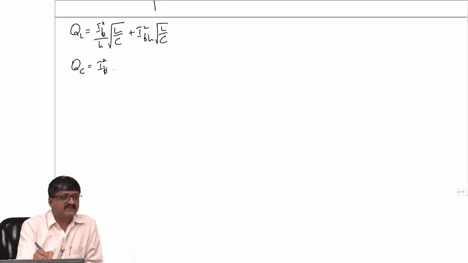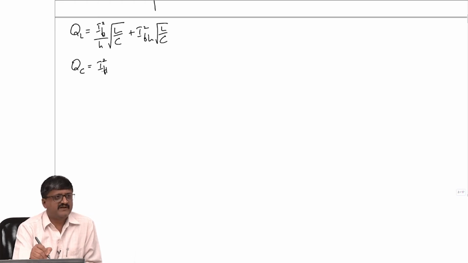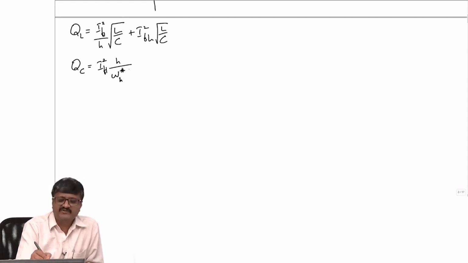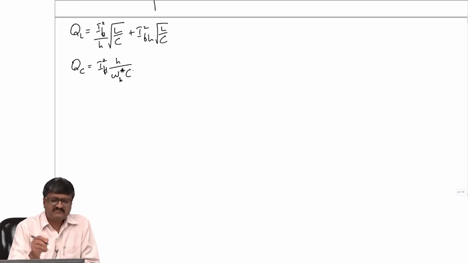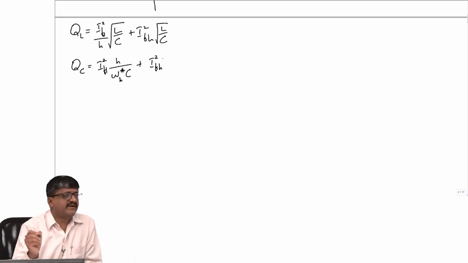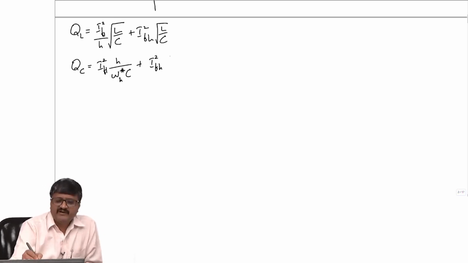Now, we do not have a notation for the fundamental angular frequency, but we have a notation for the harmonic, omega h star. So omega h star by h is the fundamental, into C in the denominator. So this is due to the fundamental. Similarly, due to the harmonic component, it is IFH square into 1 by omega h star C.